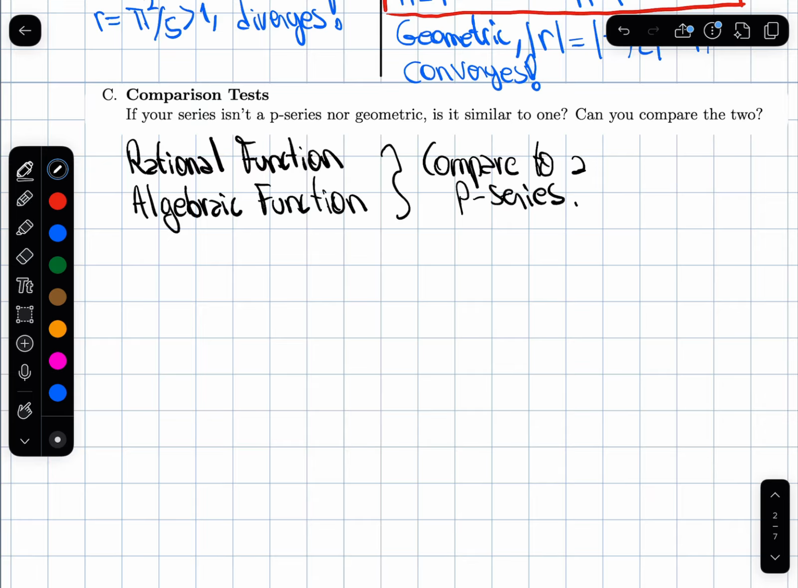But if I see something else, such as powers of constants that somehow I can compare in a certain way, I would try to maybe compare it to a geometric series. So let me just give you a couple of examples. So if you see something like this, let's see, n cubed plus 1 maybe.